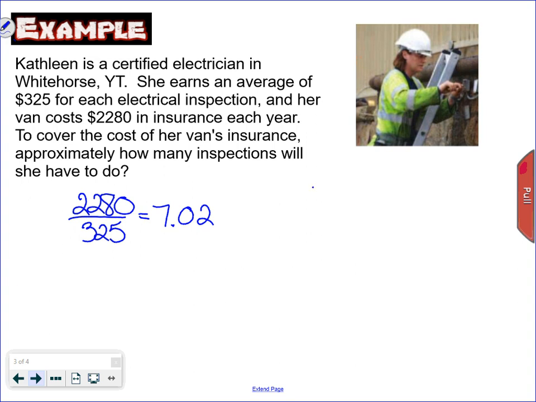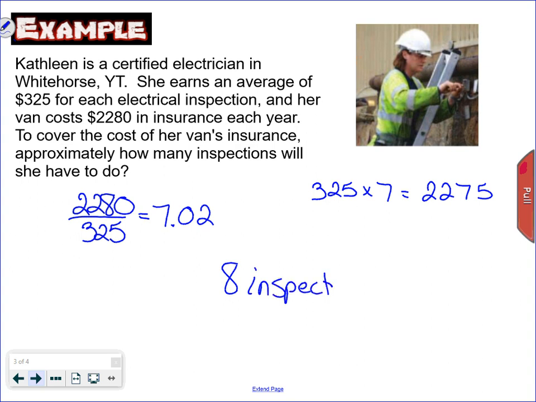So if we do 7, she would have her $325 times the 7 inspections, and she would make $2,275. So this is $5 short of the $2,280 that she needs to pay. So we do have to round this up to 8 inspections. So whenever you get a value that has a decimal in it, so 7.02, regardless of what the decimal values are, you will have to bump it up if you're talking about how many of something she needs to do.